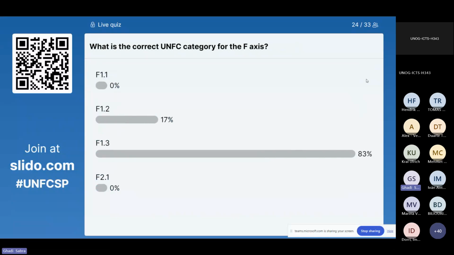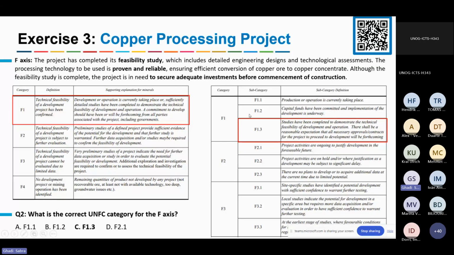Let's see. So the majority has answered F1.3, which is the correct answer. Here, it cannot be F1.2 because no capital funds have been committed yet. We have a technology that is proven and reliable. We're at the detailed feasibility study, and we're just waiting for investments to commence.